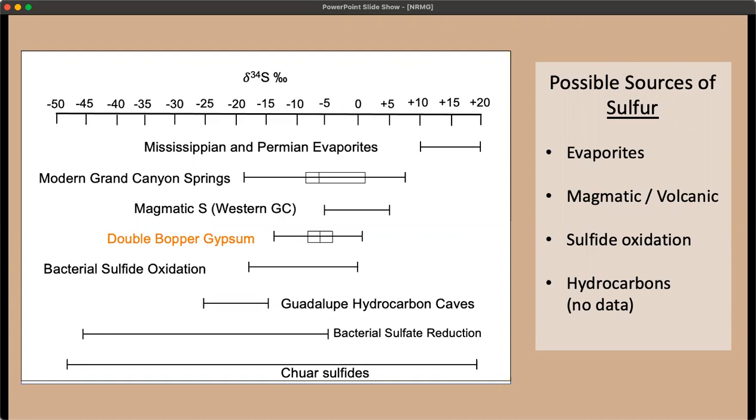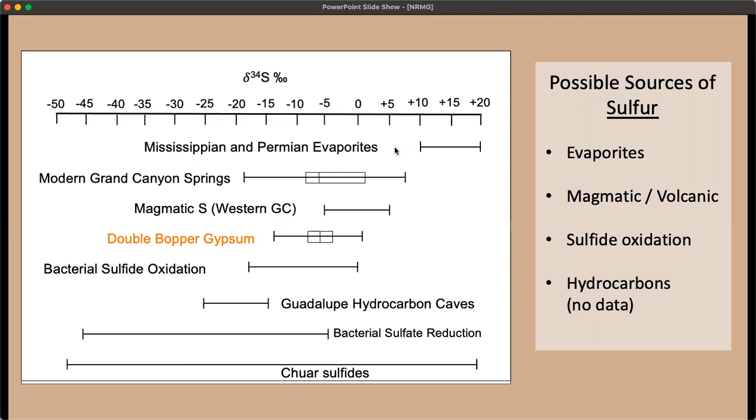So this is a plot which shows the isotopic concentrations of several different sources, and then also the concentration of the gypsum flowers that we see in double bopper. So I'll start with what's highlighted in orange, the double bopper gypsum samples, which range from about 0 to -15 per mil. And again, these measurements are just looking at the ratio of one sulfur isotope to another. So the most common source for sulfur in caves, especially epigenic caves, are from evaporites or salts.